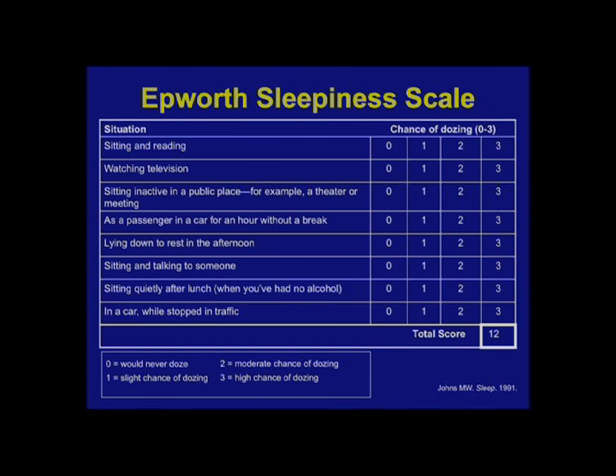And then there are various situations that are noted: sitting and reading, watching television, sitting in a public place, as a passenger in a car, lying down to rest in the afternoon, sitting and talking to someone, sitting quietly after lunch without alcohol, in a car while stopped in traffic. And we have the patient fill this in. Often I do it in the waiting room. And a score of 10 or higher out of 24 suggests excessive daytime sleepiness.